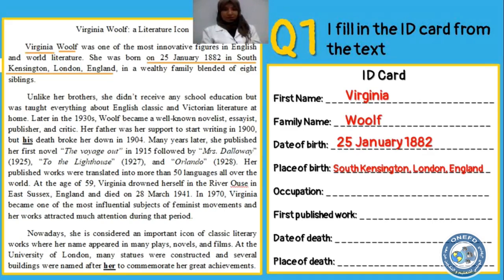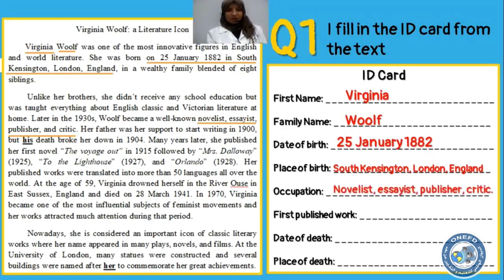Occupations now. So here it is marked in the text: novelist, essayist, publisher and critic. To look for occupations, you look for names of jobs in the text. So here we have it underlined: novelist, essayist, publisher and critic.